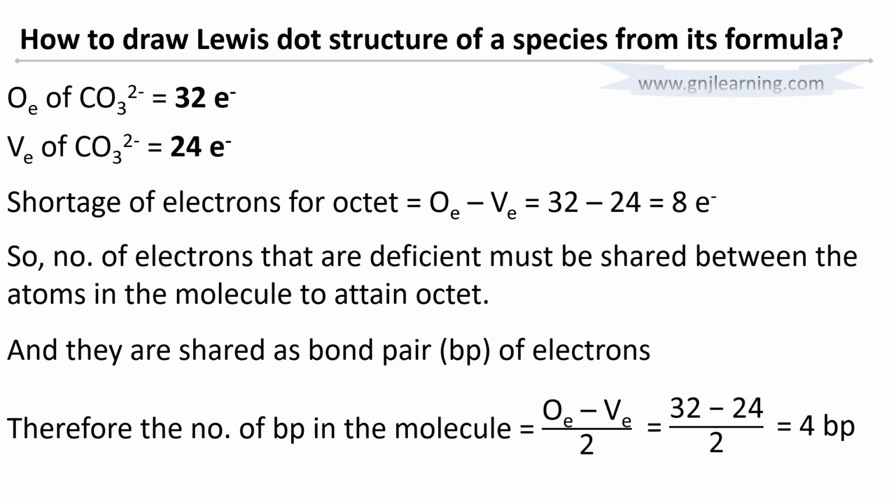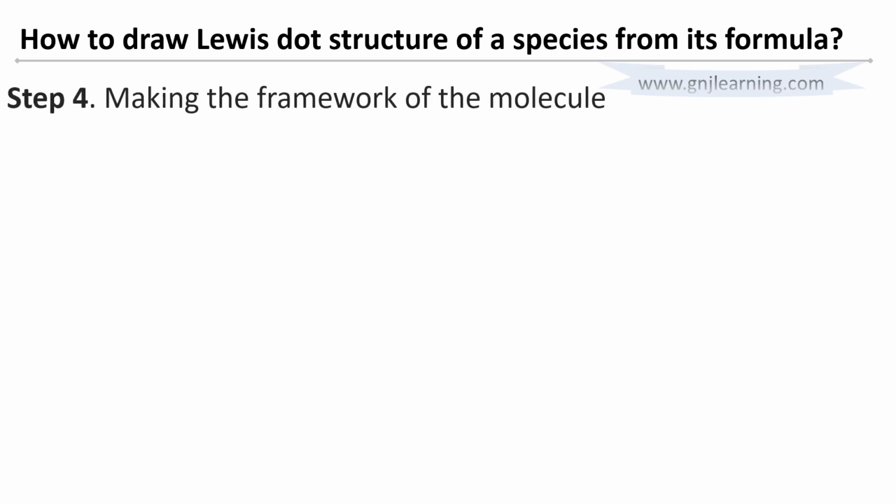Okay, so we will see that. Step 4. Now we have the following information: the number of bond pairs, OE and VE. From that I have calculated the number of bond pairs. And what was the number of bond pairs? Bond pairs, meaning the shared pairs of electrons, equal 4. There are 4 bond pairs in the molecule.